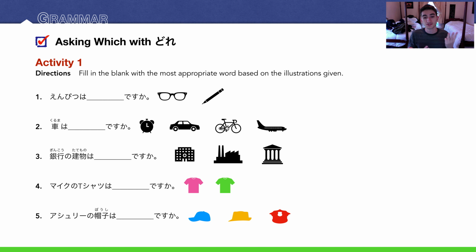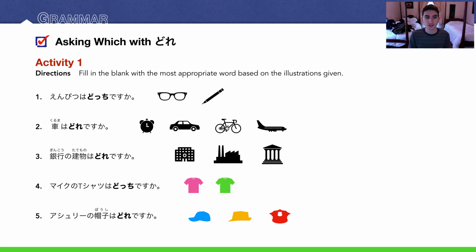And number 5, アシュリーの帽子は、ですか? There are 3 different hats presented. 3 or more is どれ? アシュリーの帽子はどれですか? Alright? Here are the answers in bold.